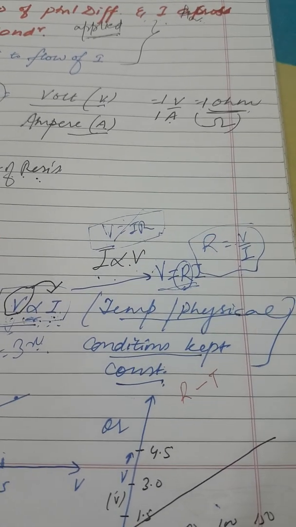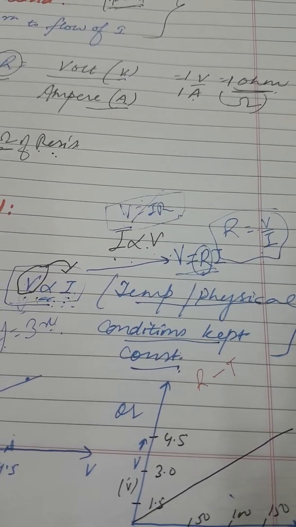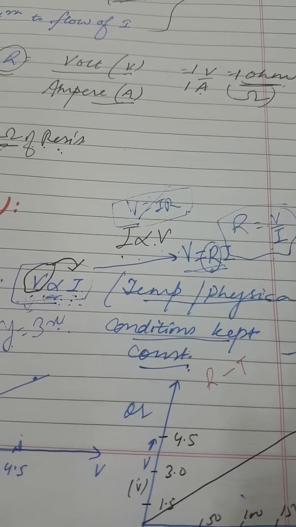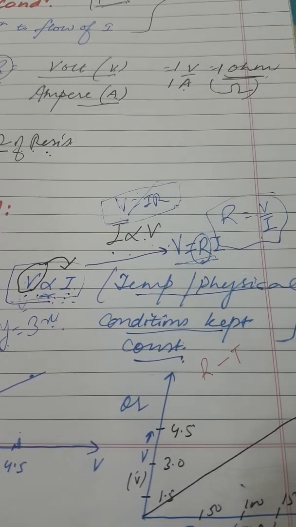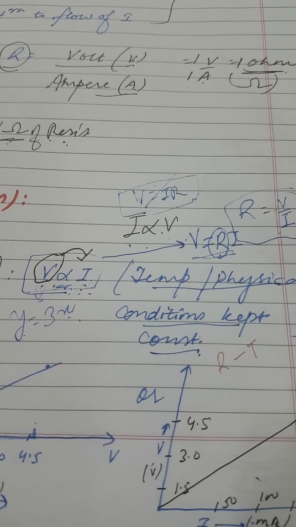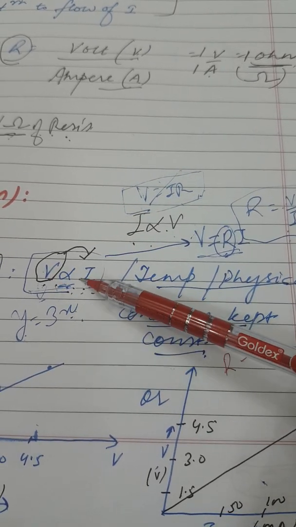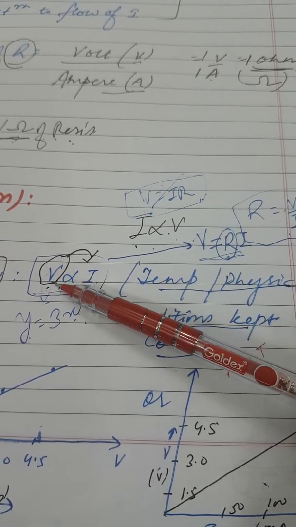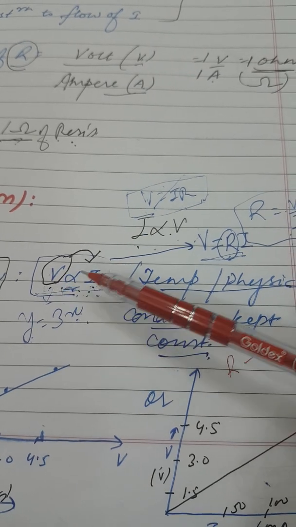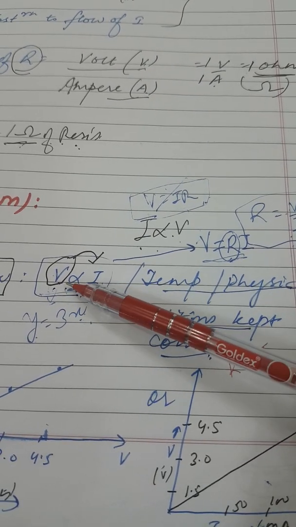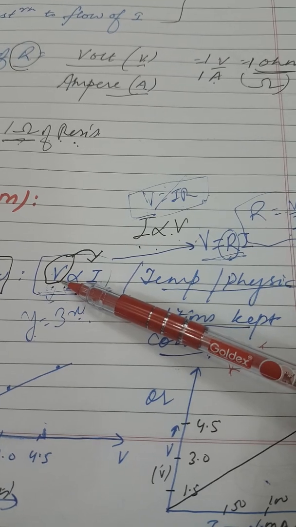Good morning class. In this video I am going to discuss the limitations of Ohm's law that was left. In the previous video we discussed Ohm's law, that V is directly proportional to I, that is, the potential difference applied across a conductor gives the amount of current, which will be proportional to how much potential you have applied.